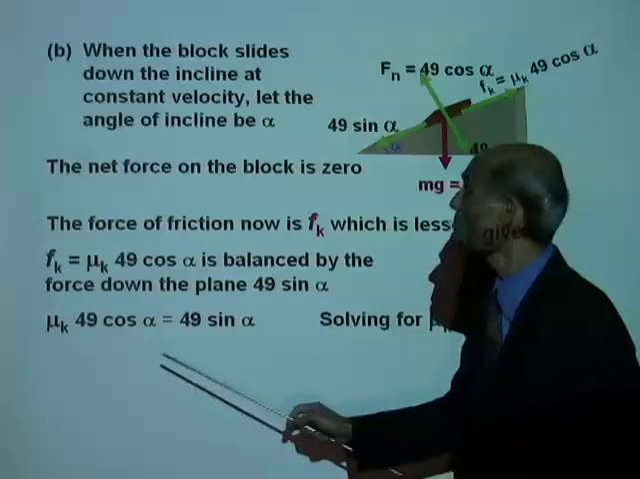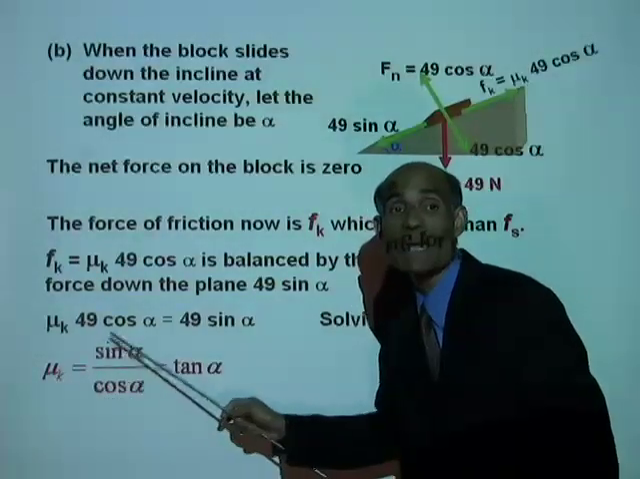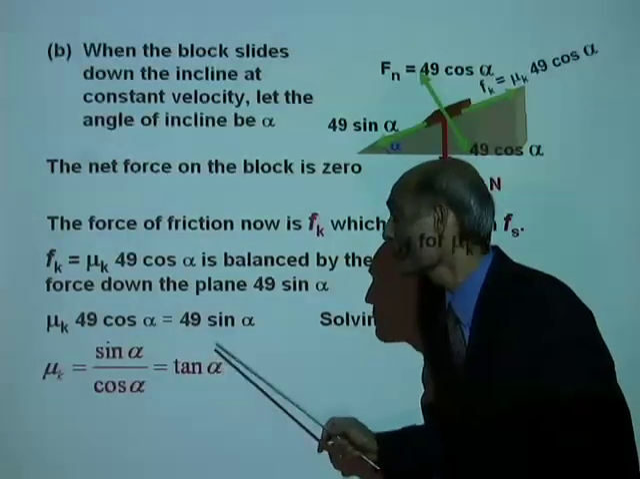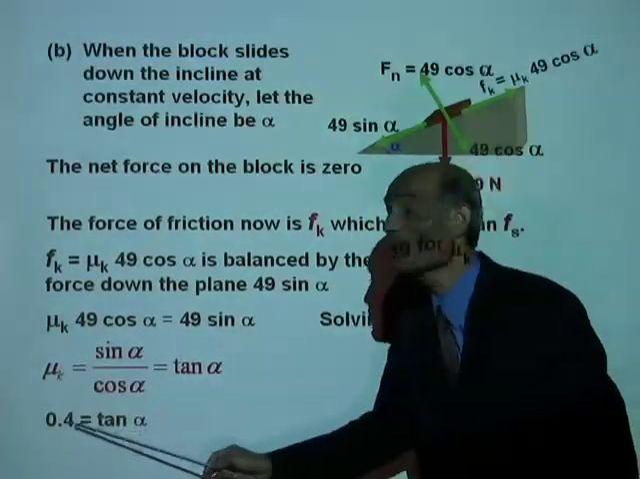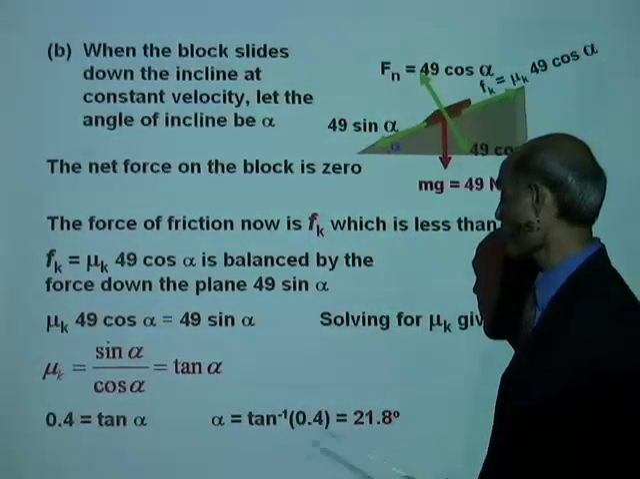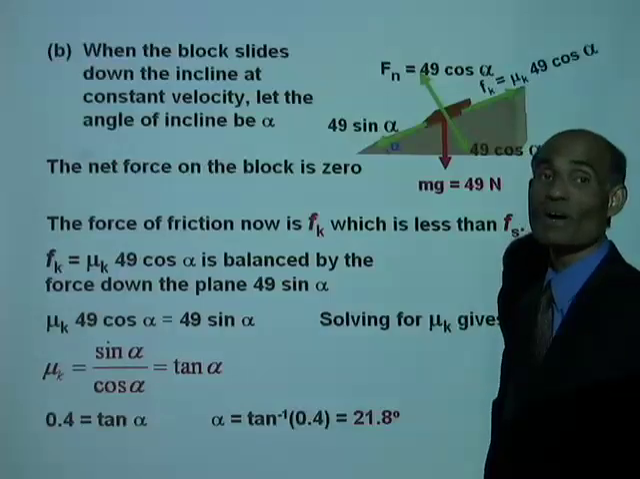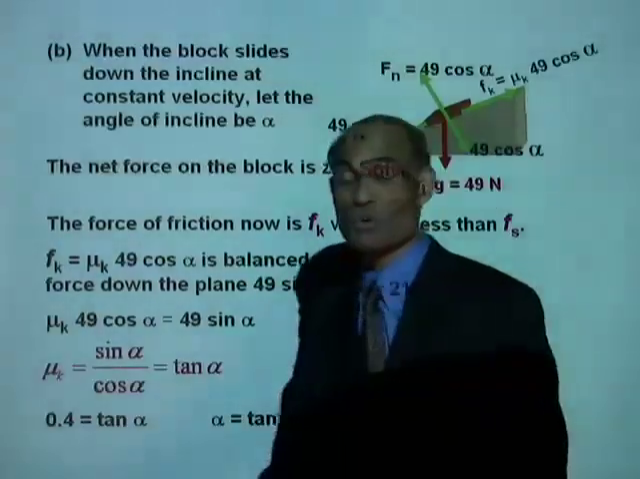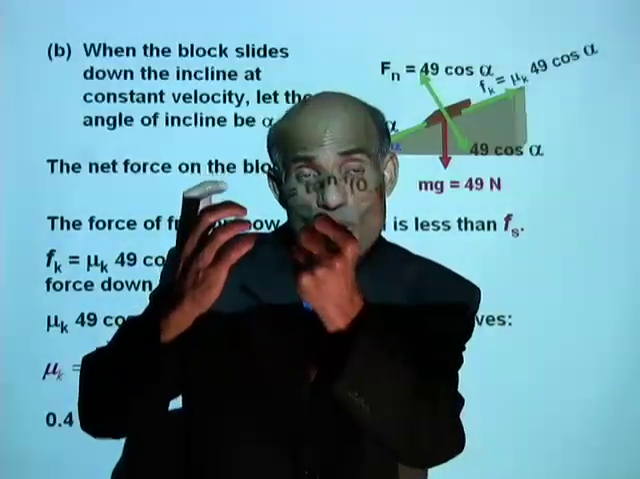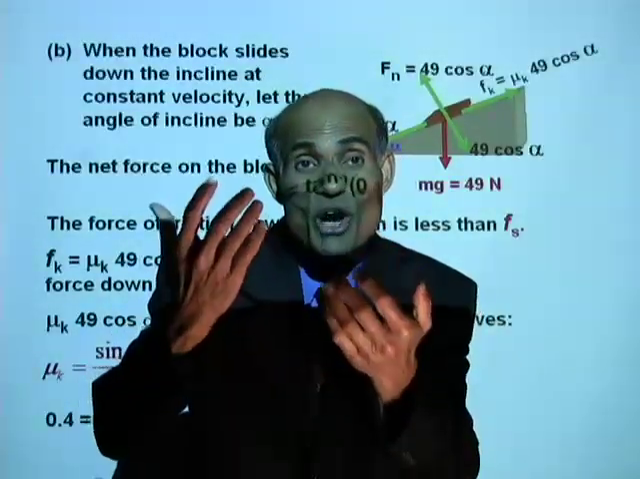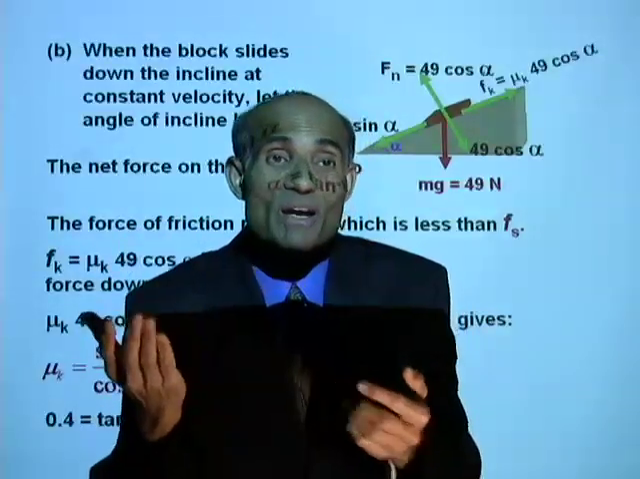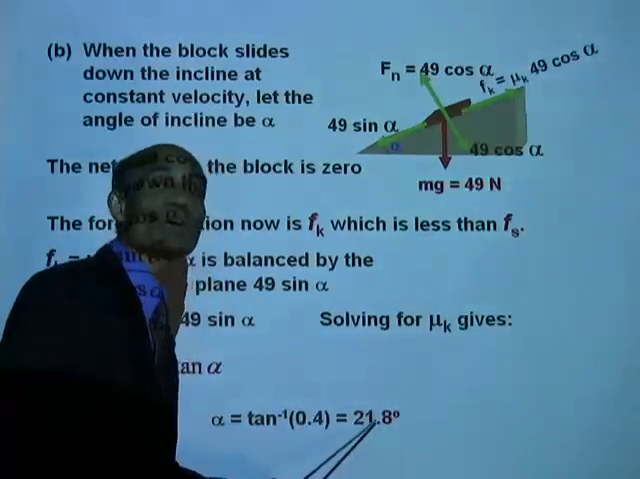Now, solving for mu k gives you mu k equals the tangent of that angle. So alpha will therefore be tan inverse of mu k. Alpha is tan inverse of 0.4. That is 21.8 degrees. So when the angle is 30 degrees, the block begins to slide down. In order to keep it moving with a uniform speed, you can decrease the angle to 21.8 degrees.